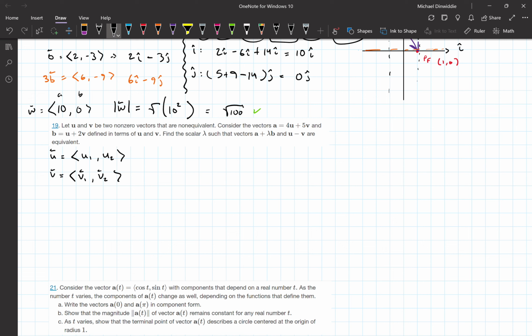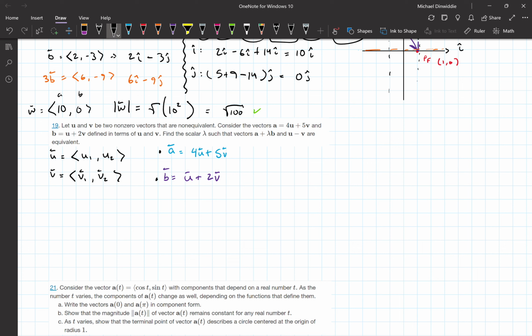So we have two vectors, u and v. We know that. And we also have two vectors that are defined a little bit more explicitly. We have a vector a, and I'm going to do this in blue. A is equal to 4u plus 5v. And I have another vector b, which is equal to u plus 2v. Remember, those arrows on top tell us that we're dealing with vectors here. So b is equal to u plus 2v, a is equal to 4u plus 5v, and we're defining these in terms of u and v.